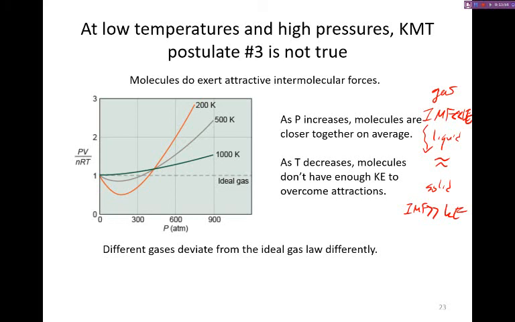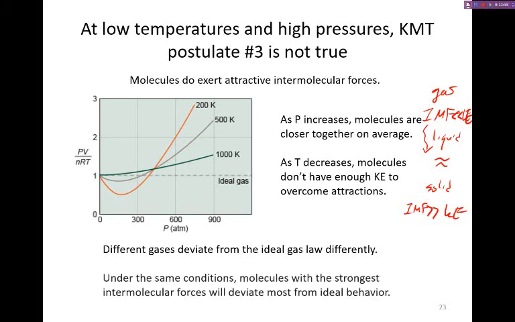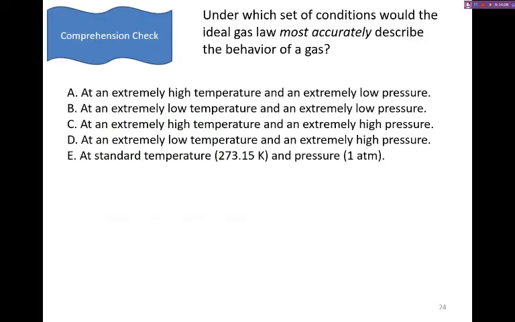What we see is that different gases will deviate from the ideal gas law differently. And under the same conditions, those with the strongest intermolecular forces will deviate the most. And we mentioned this already. So let's see if you understand this. Go ahead and try this question on your own. Pause the video now, read over, and answer it, and then I'll walk you through the logic.